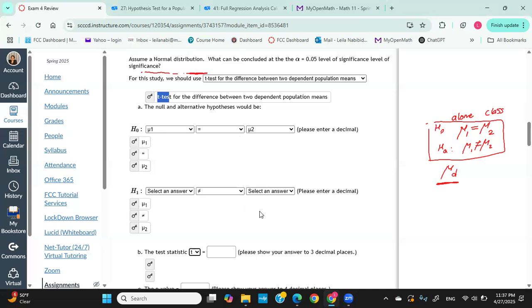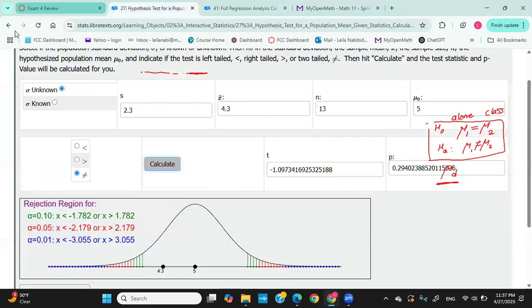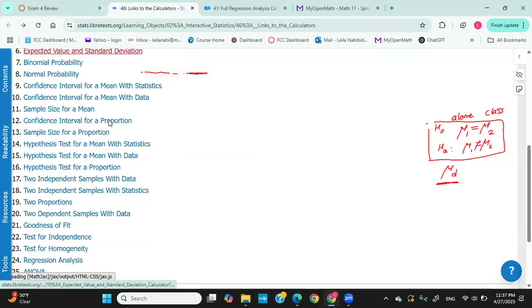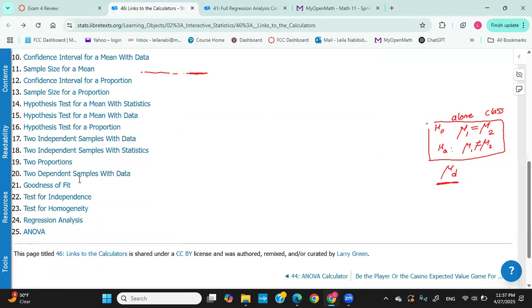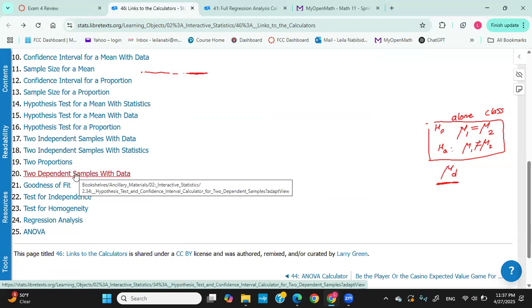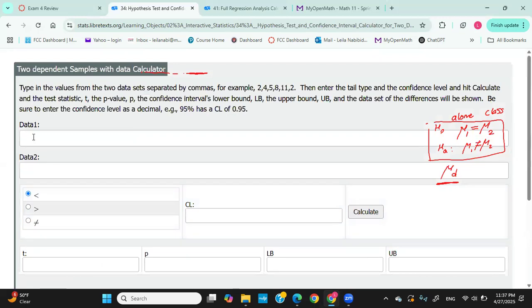To find the t statistic, I need to open the online calculator to make it faster. But let's see which calculator we have to use. Since we are going to use a t-test for dependent population means, if I go back to the list of online calculators, we have two samples and two dependent samples with data, because we have a table of data. So I need to choose calculator number 20, two dependent samples with data, and I need to type all of the values over here for data 1 and data 2.